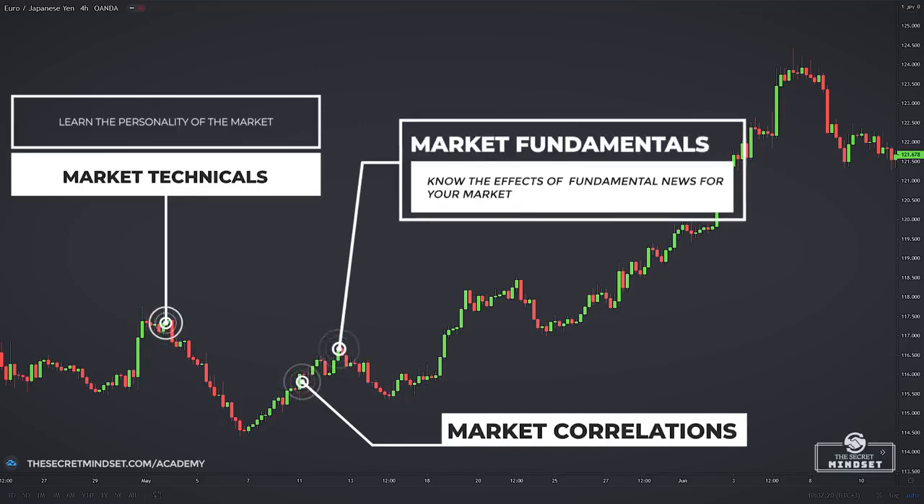You will know what it does around the non-farm payroll report. You will know the effects of the interest rate announcements for your market, and you will be aware of what the currency pair is likely to do. So it's a combination of technical with fundamental analysis.